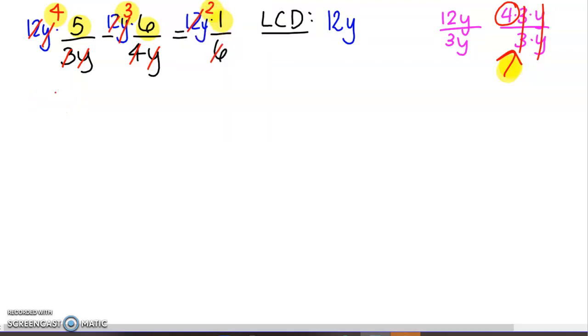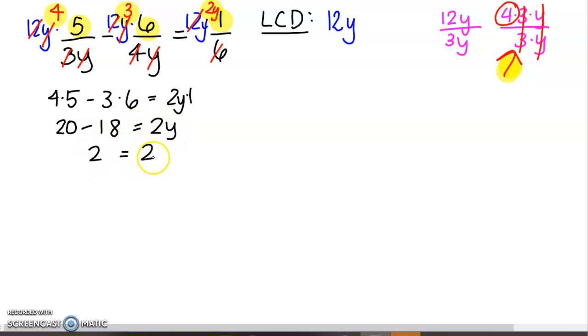I'm going to do black. So 4 times 5 minus 3 times 6 equals 2 times 1. You don't have to write all of those out. Oh, where did I forget a y? I forgot a y here. So wait a minute, my y didn't cancel out, so I have a 2y up here. So this is 2y times 1. Okay, now 4 times 5 is 20. Minus 18, excuse me, equals 2y. And we have 2 equals 2y. Divide by 2. And y equals 1.